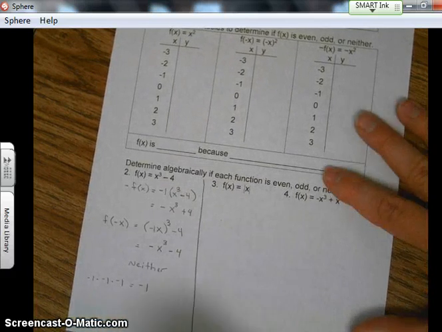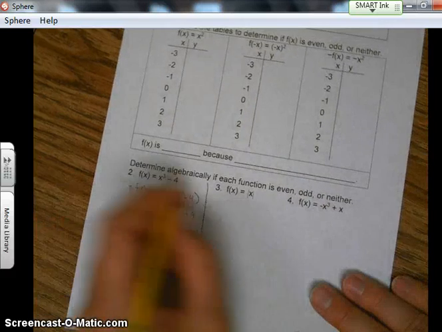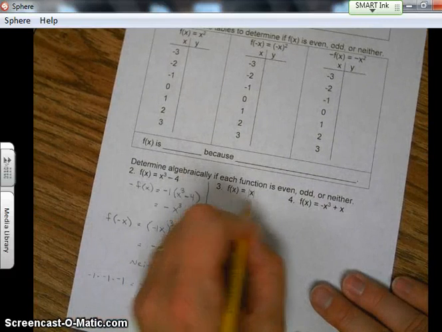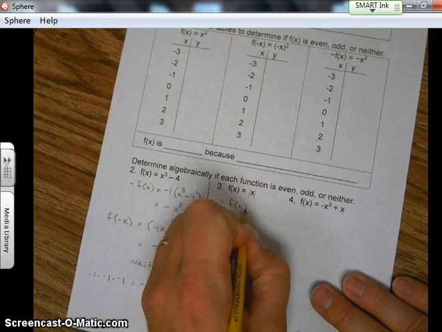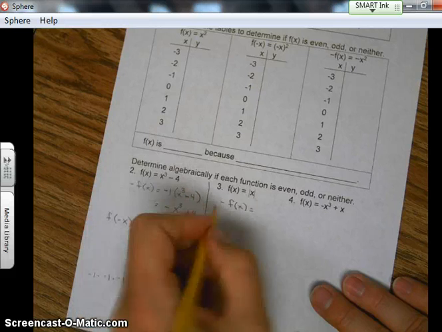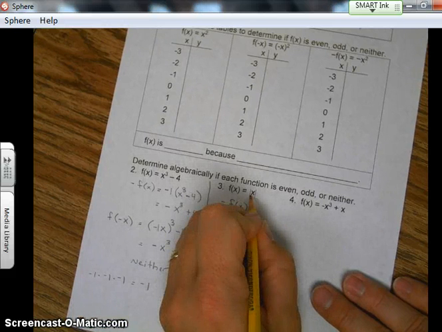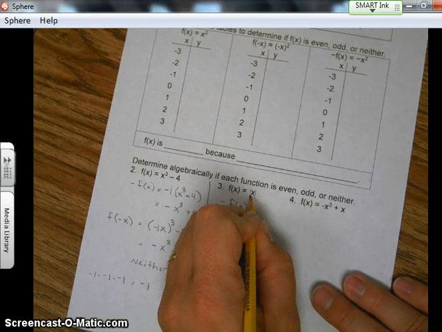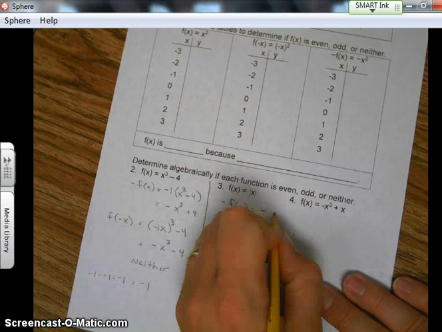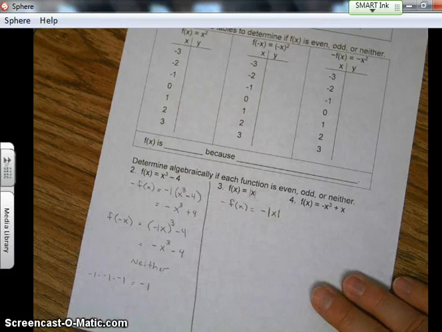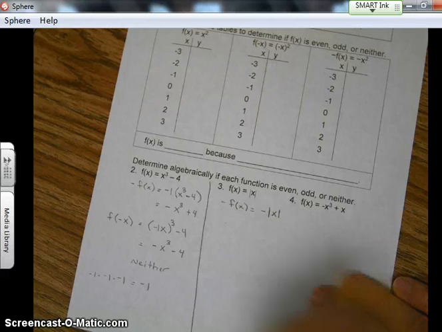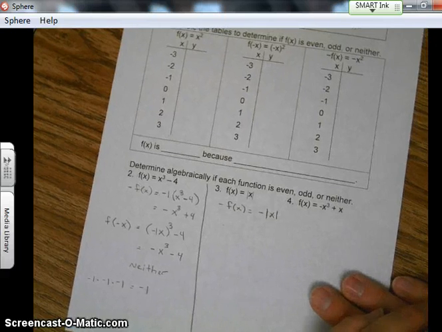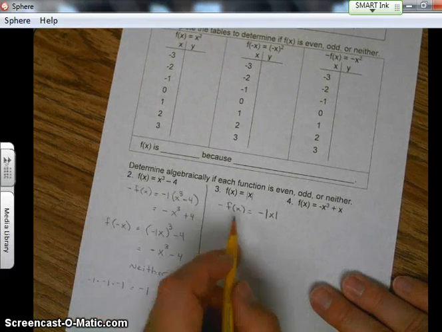Next one. Okay, so first thing we want to do is multiply the function times negative 1. And so we're going to have negative 1 times the absolute value of x. So we're going to have negative absolute value of x, just like that. Don't put the negative on the inside, just put it on the outside. Okay? Remember, that's always the first step.